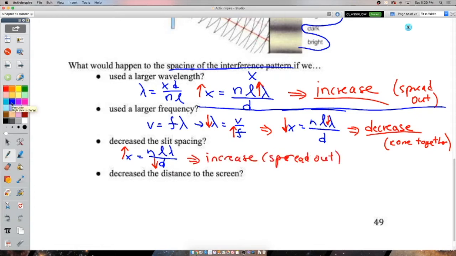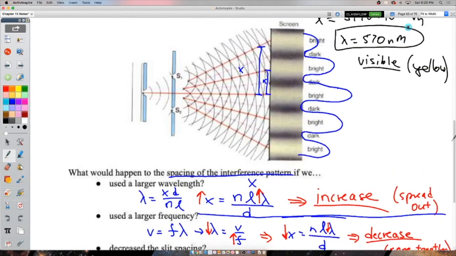What if I decrease the distance to the screen? Okay, you could probably think about this. What if I brought the screen closer to the diffraction grating? What would that do? You could kind of think about that this way even. Imagine the screen gets pushed to here, right? The bright and dark spots don't go away. It's just now it goes bright, dark, bright, dark, bright, dark. But what if I push the screen to here? Bright, dark. What's happening, right? They're getting closer and closer together.